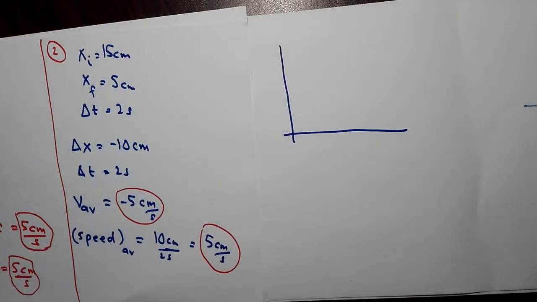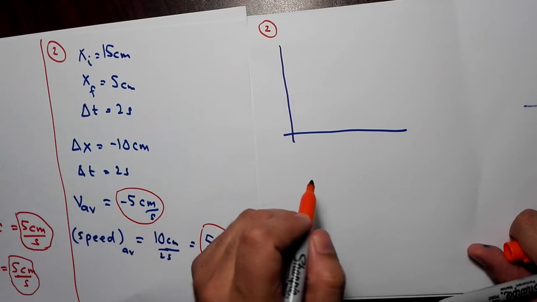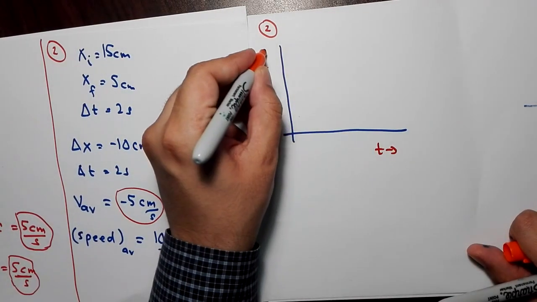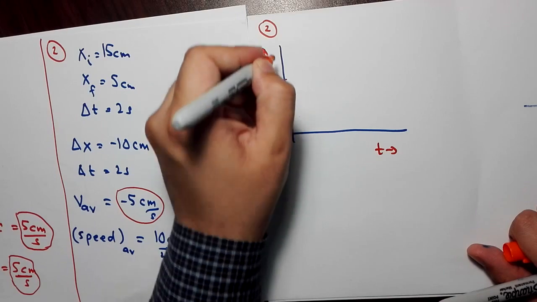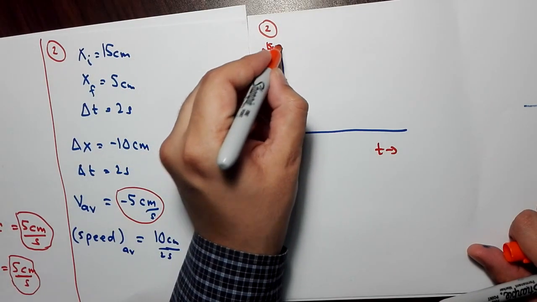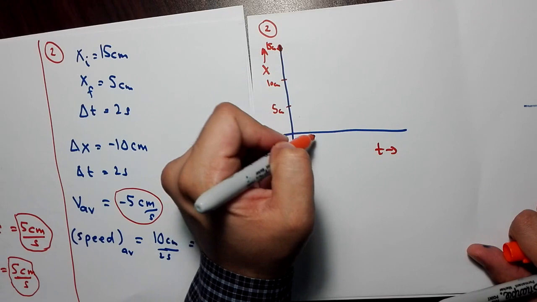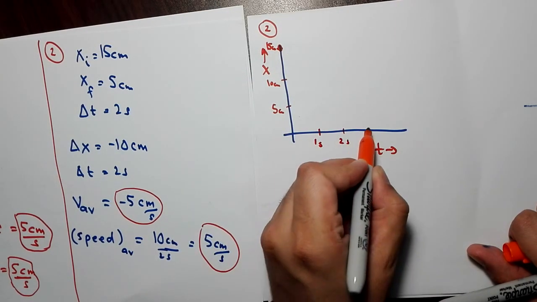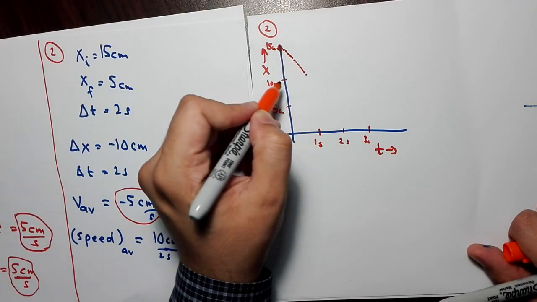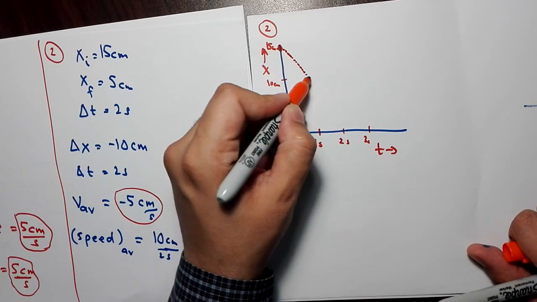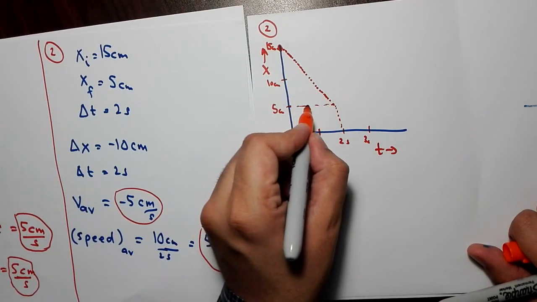Pause the video and think about it. So this is scenario 2. At t equals 0, Thomas is at x equals 15. This is your time axis, this is your position axis. So let's say this is 5 centimeters, this is 10 centimeters, this is 15 centimeters. This is where Thomas is at t equals 0, and then at t equals 1 second, let's say this is 1 second, this is 2 seconds, this is 3 seconds, Thomas is over here, okay, and then at t equals 2 seconds, Thomas is at 5 centimeters. So this is your second point, and this is your first point.